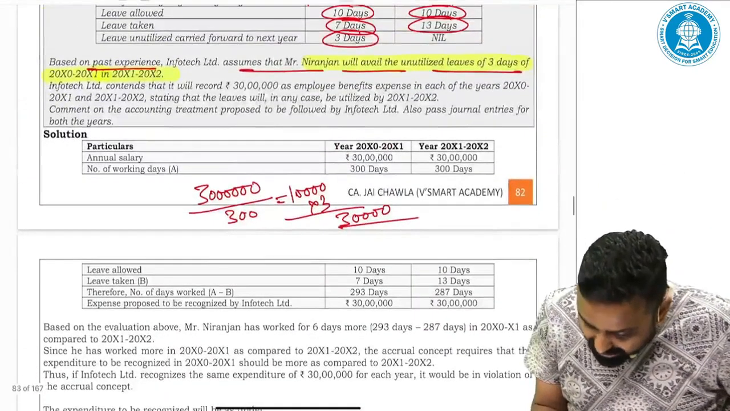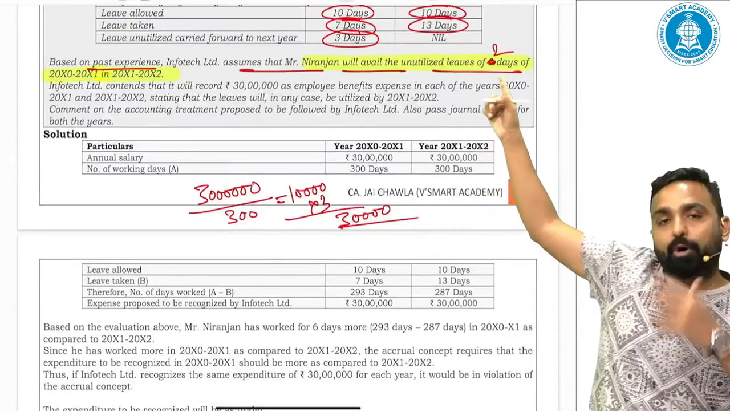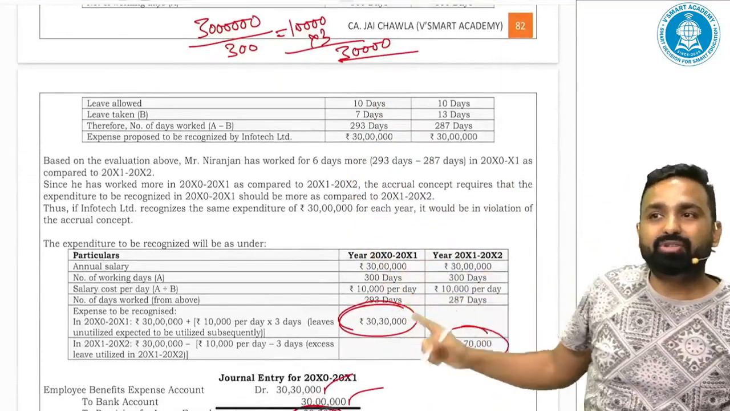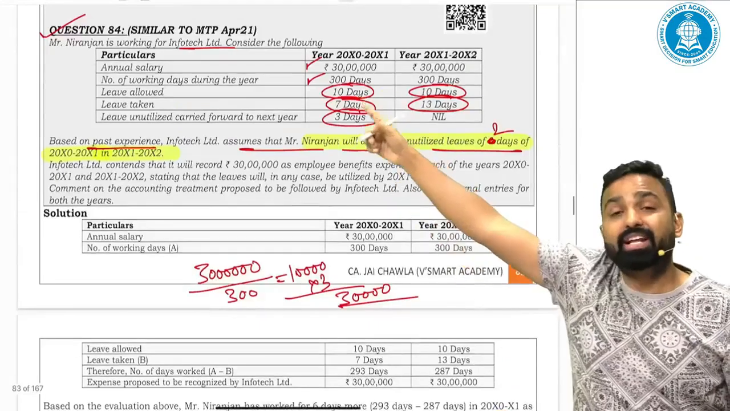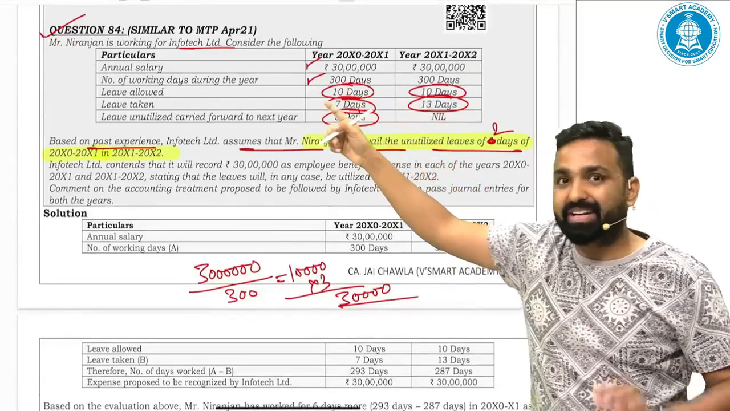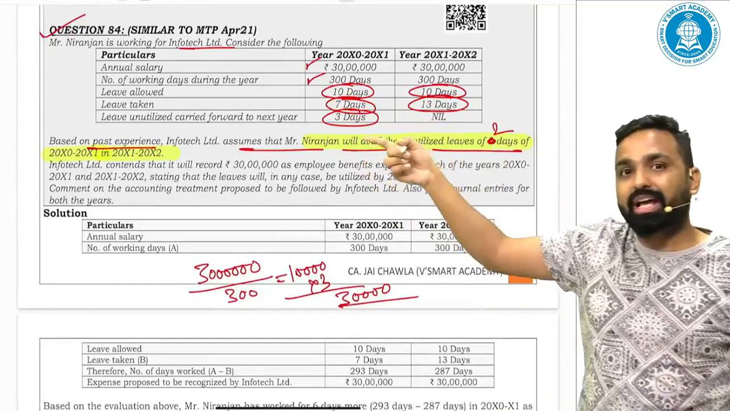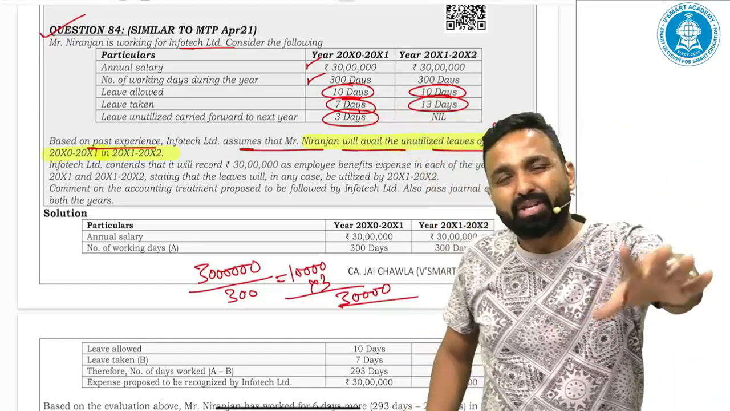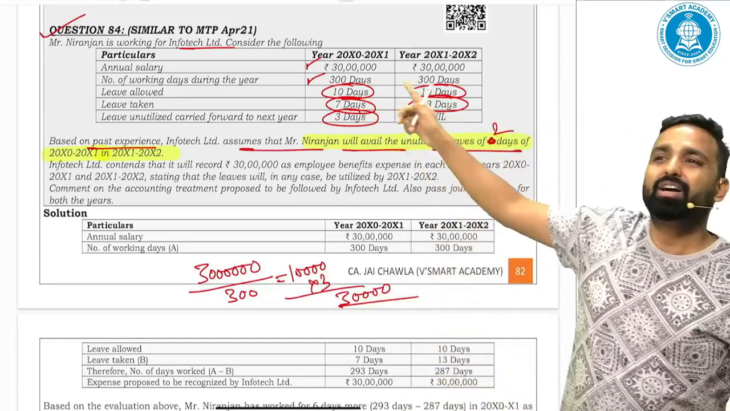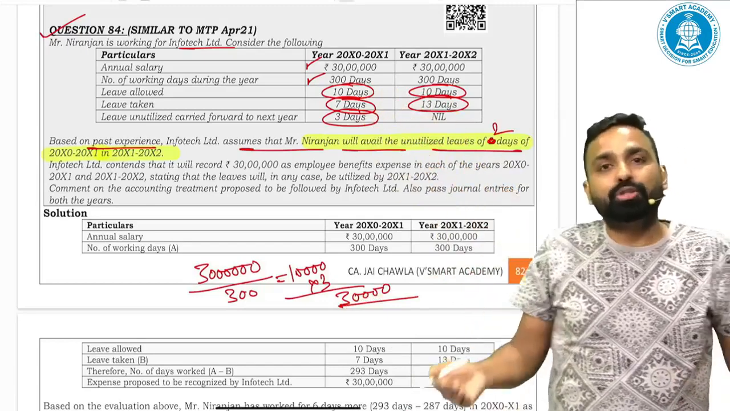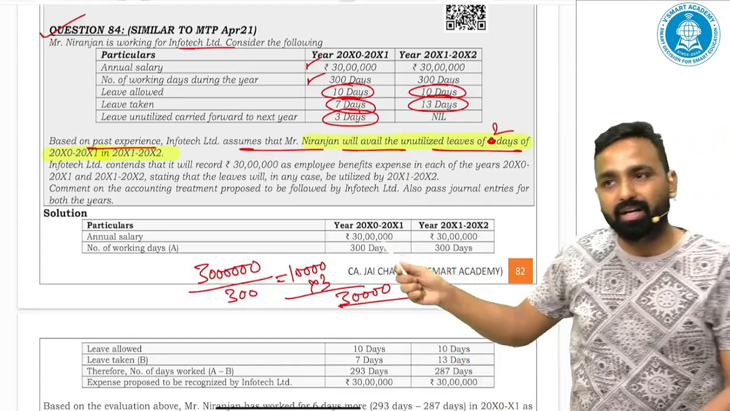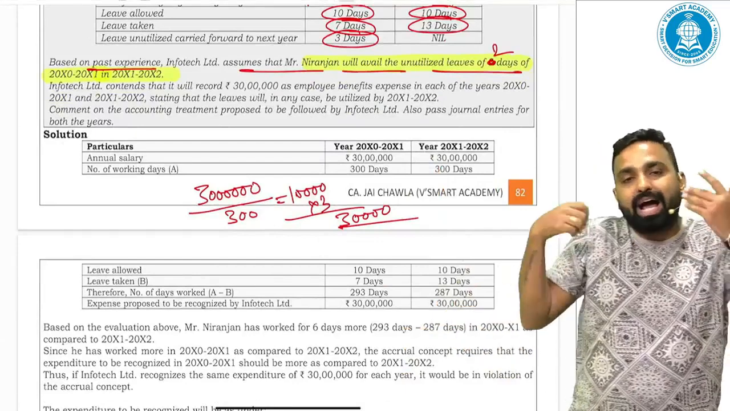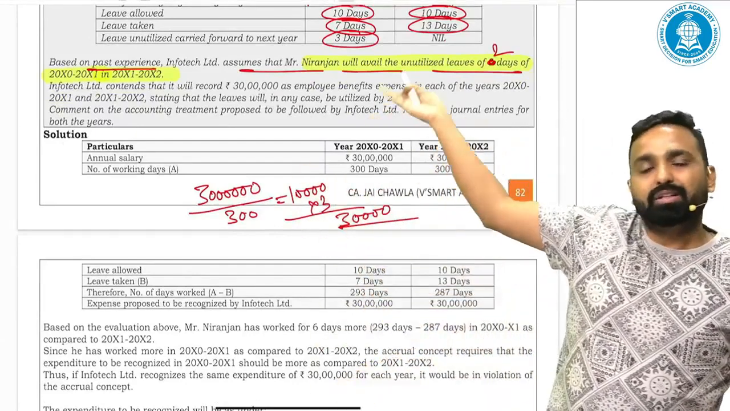Suppose the question says Mr. Niranjan will avail 2 days leaves. Then in the first year only, I will book only extra 20,000 based on 2 extra days. Yes, Niranjan took only 7 days of holiday, and the 3 days are unutilized and to be carried forward in the next year. But I know that out of these 3 days, one day will lapse, and Niranjan will be able to utilize only 2 days. So I will book the expenditure based on 2 days only in the current year. Even though I got the service of 3 days, I will book the 2 days expenditure only, because I'm expecting that Niranjan will not avail the full 3 days.